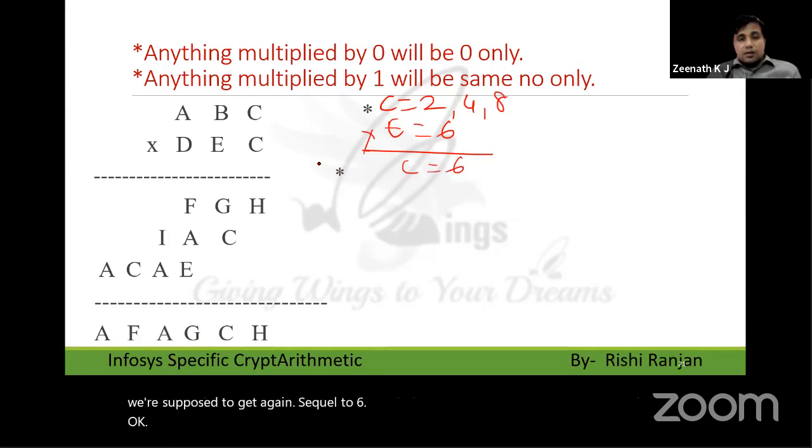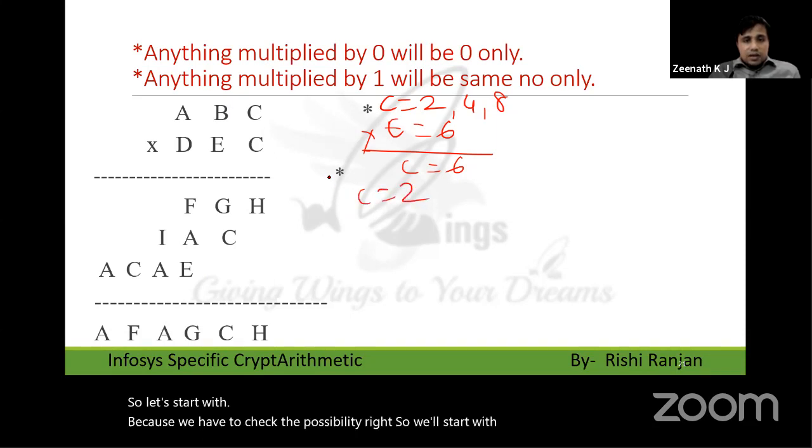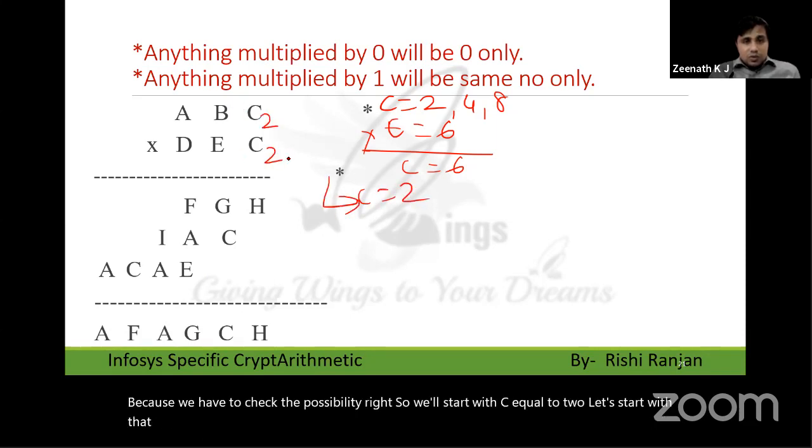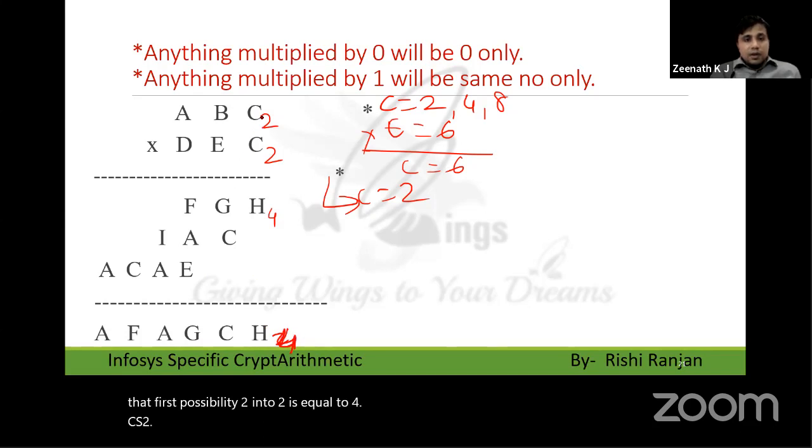Okay? All right? So let's start with, because we have to check the possibility, right? So we'll start with C equal to 2. Let's start with that first possibility. 2 into 2 is equal to 4. C is 2. And once C is 2, and this is 6, this is also 2. All right? Also, B into C is G here. B into 2 is G.